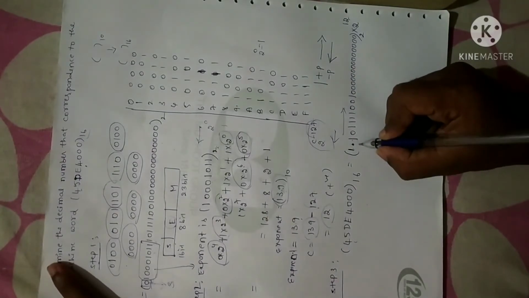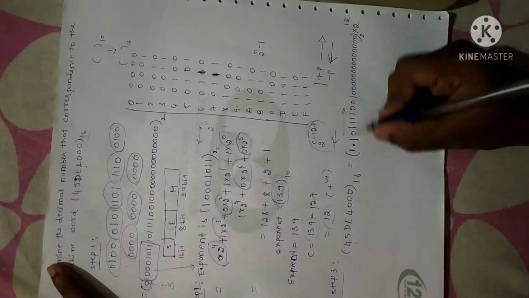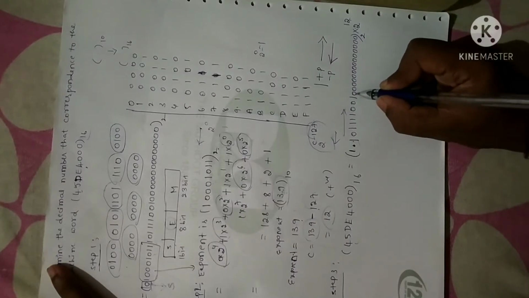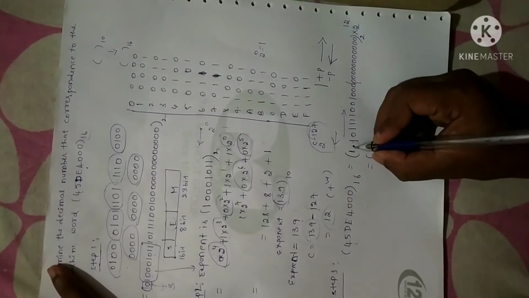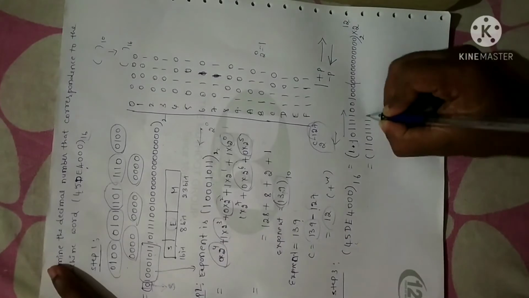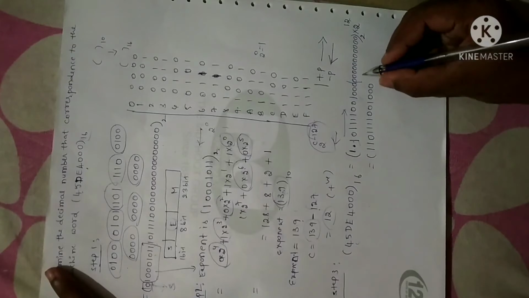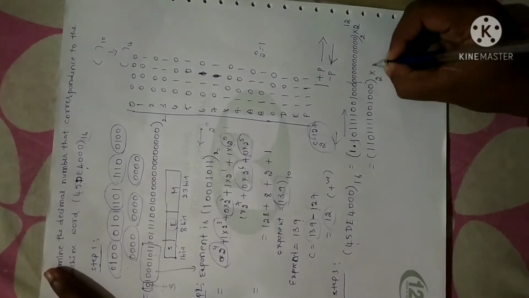Count the number of digits. You should not count this one, since you are shifting the decimal from left to right. Why? Because you have a positive sign, so you have to shift by 12 digits. 1, 2, 3, 4, 5, 6, 7, 8, 9, 10, 11, 12. So up to here you have to write. Again, when you shift the point, no need to write the point. 1, 1, 0, 4 ones, 0, 1, 000. So this is what we have obtained. Whatever remaining zeros are there, no need to write again. So you just write those numbers into 2 power of 12.